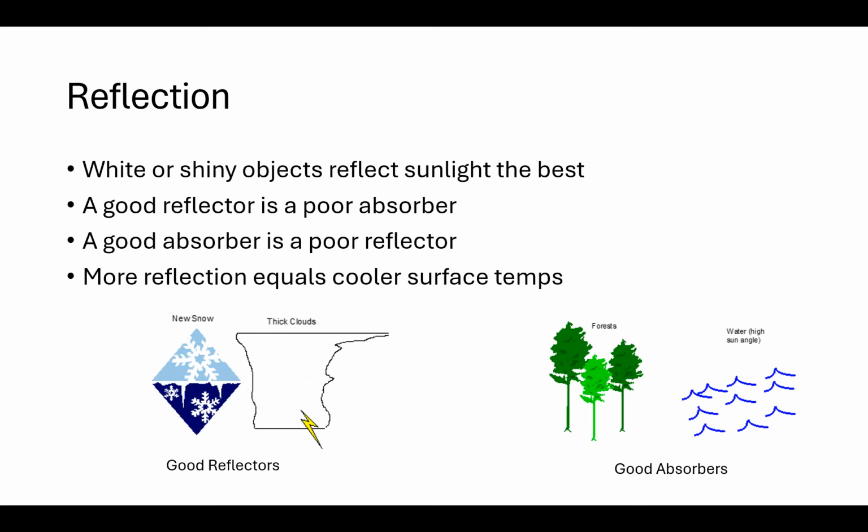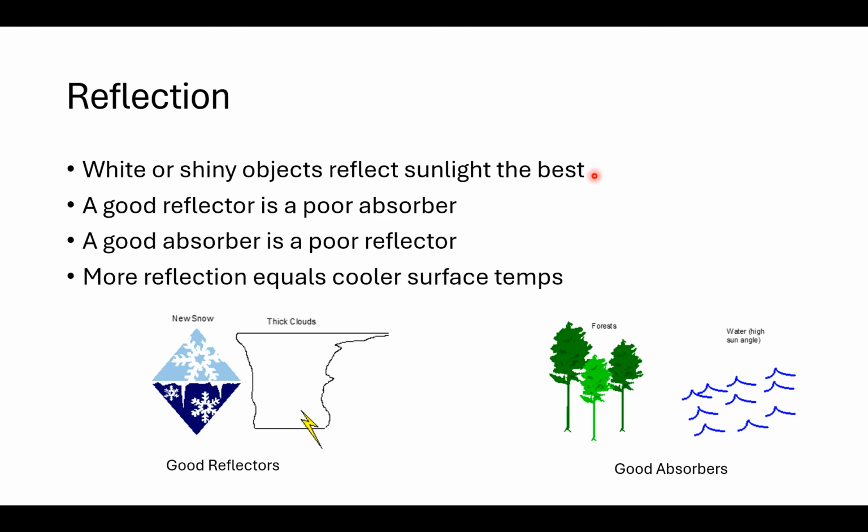So let's take a look at some of these good properties of reflectors. If we have a white or shiny object, they tend to reflect sunlight the best. An example of this would be a fresh coating or pack of snow on the ground in winter. It has what's known as a high reflectivity or a high albedo. So that's why on snow-covered grounds, the temperatures are usually much colder, specifically in the winter, as compared to grounds that don't have snow cover.